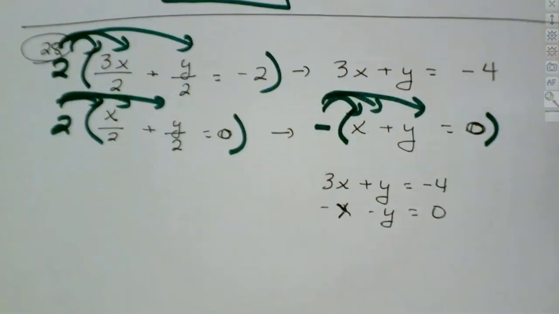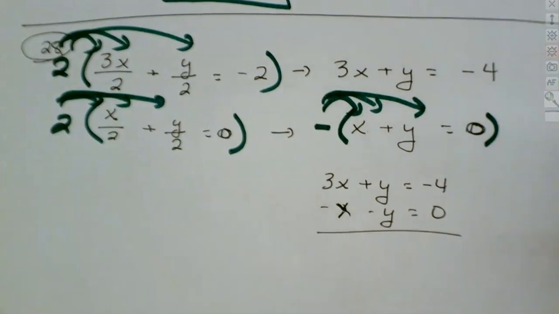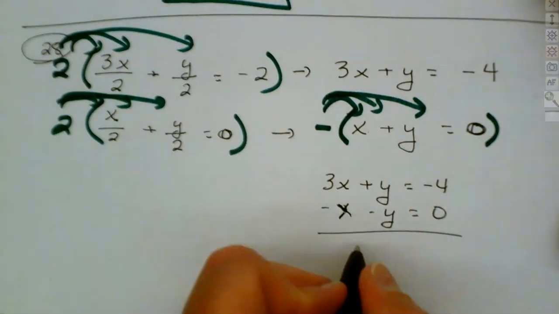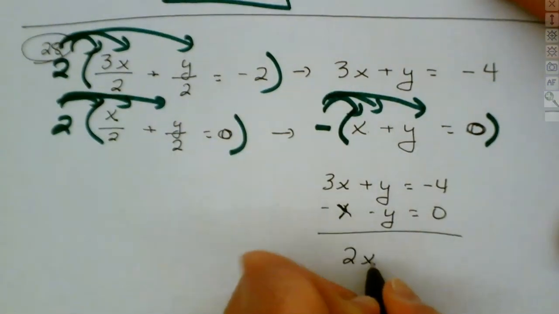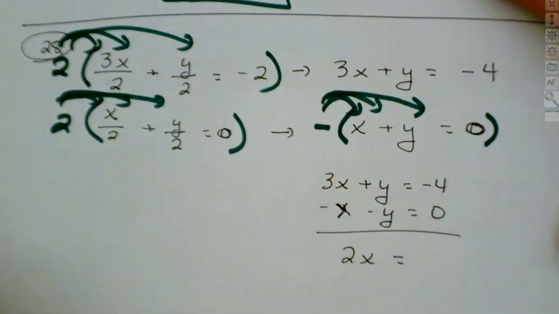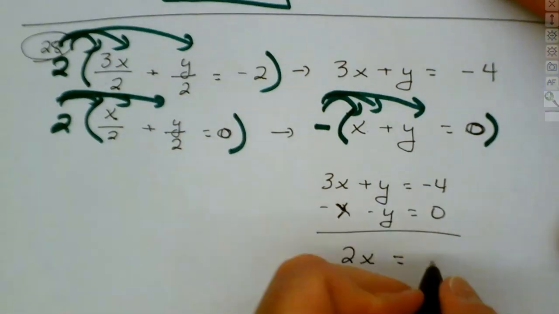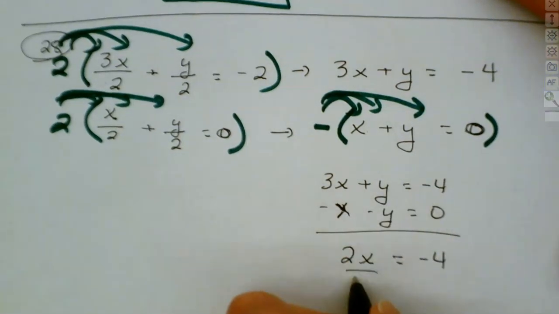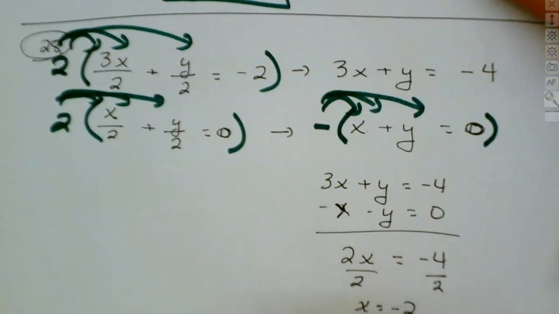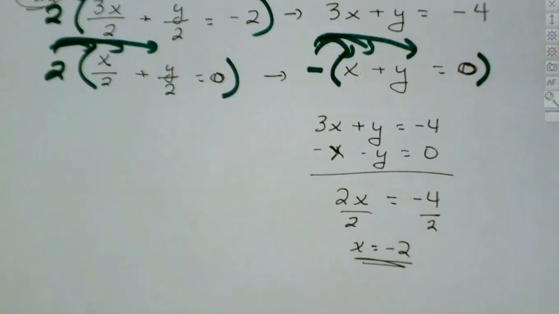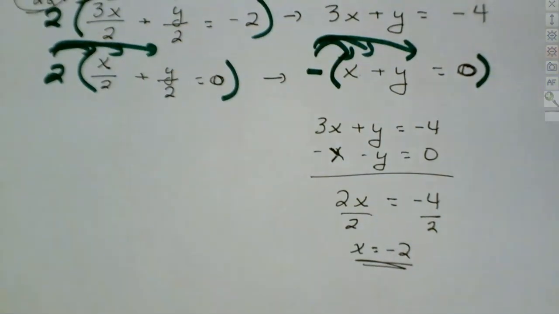Now, when I did that, what happens to the y's? Well, the y's go away, don't they? So 3x minus x, that leaves you with a 2x. Minus 4 and 0, that leaves you with a minus 4. We'll divide by our 2. So x equals now what? Negative 2.